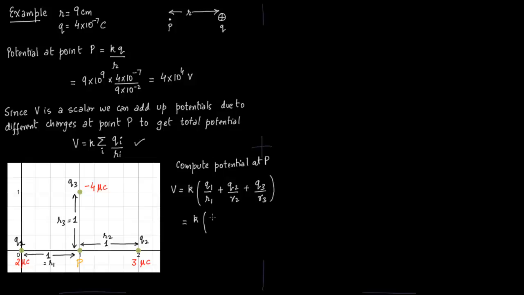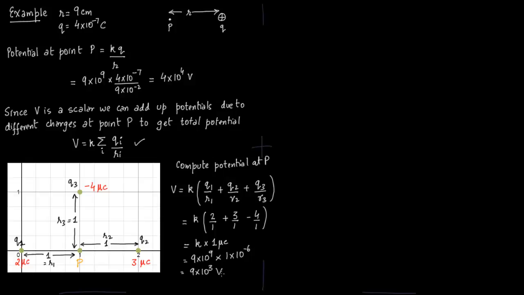Now you just plug the values in. You get K times 2 by 1 plus 3 by 1, then Q3 is minus 4 divided by R3, which is 1. So this is K times 1 microcoulomb, since 5 minus 4 is 1. Everything is in microcoulomb. K is 9 times 10 to the power of 9, and 1 microcoulomb is 1 into 10 to the power of minus 6 coulomb. So this gives you 9 into 10 to the power of 3 volts.